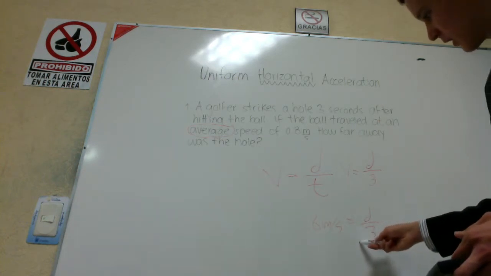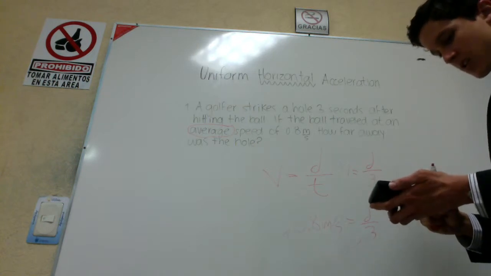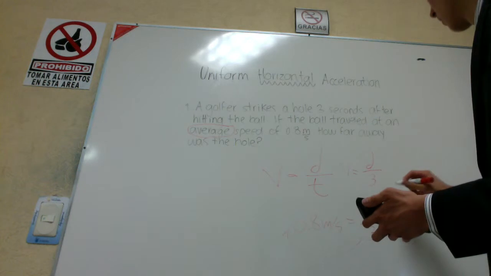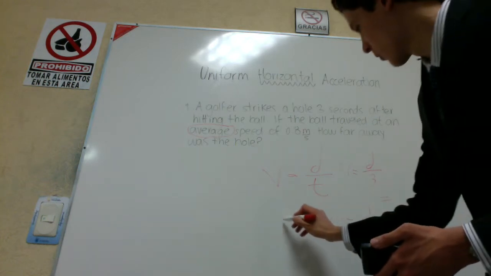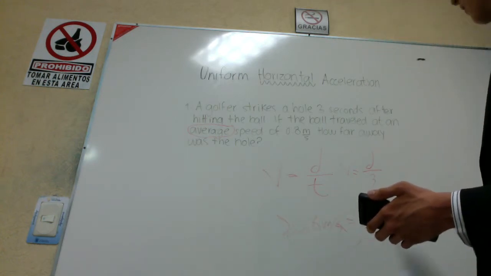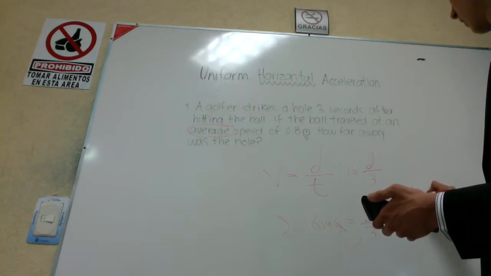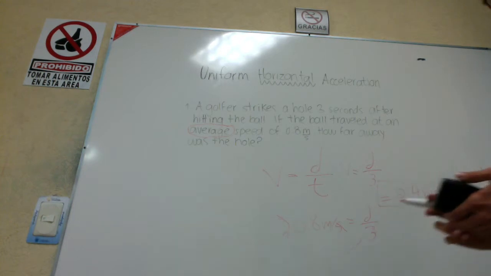So this is dividing. We're gonna pass this number multiplying. It's gonna be 3 times 0.8. Well, the seconds cancel with each other. We have seconds on top, seconds on bottom. And we're gonna have a total distance of 2.4 meters. That's our final result.